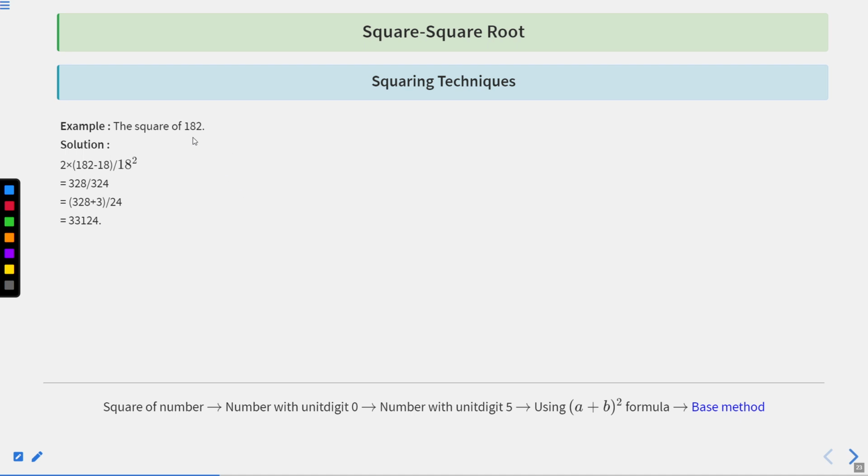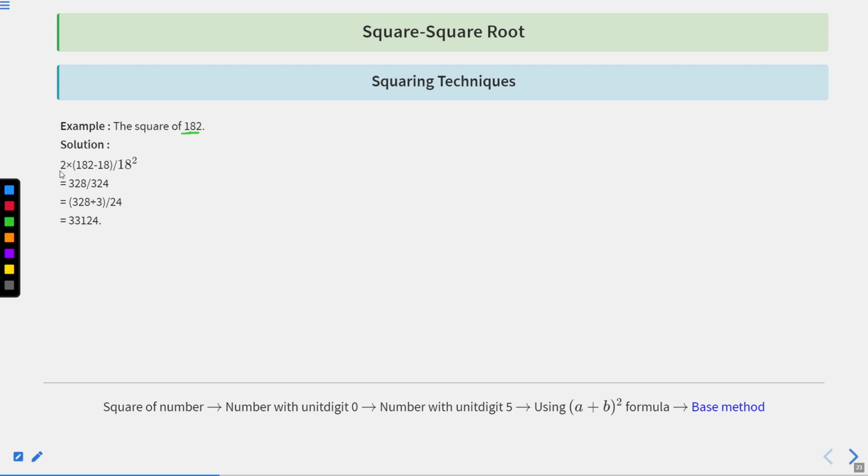Now, another number that is given to us is 182. We have to find the square of 182. So again, now see, 182 is close to 200. You can definitely use the method for base 100 here, but this 182 is 82 units away from 100. So this is not going to help, correct? But it is very close to 200. So that means we can use the 200 base method here. And 182 is 18 units away from 200.